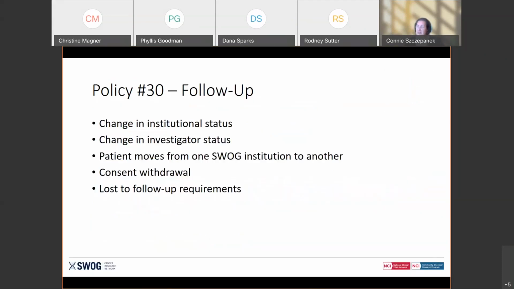Policy number 30 includes a few bullet points under there about multiple different types of scenarios. We're going to go through these one by one. Next slide, please.